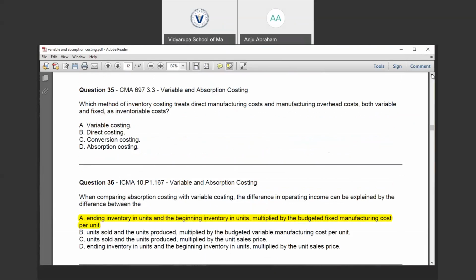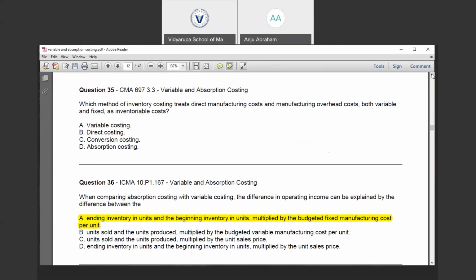So question number 35. Which method of inventory costing treats direct manufacturing cost and manufacturing overhead cost, both variable and fixed, as inventoriable cost? Option A, variable costing. Option B, direct costing. Option C, conversion costing. Option D, absorption costing. Both direct manufacturing cost and manufacturing overhead cost, both variable and fixed, are treated as inventoriable cost or product cost under which inventory costing system?